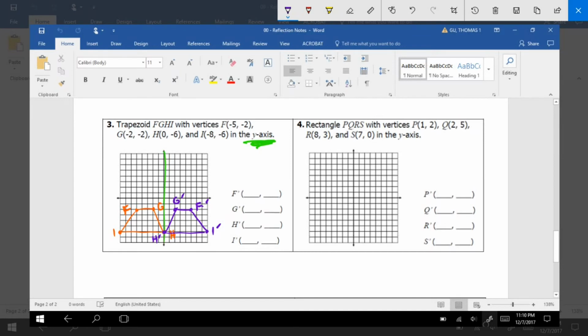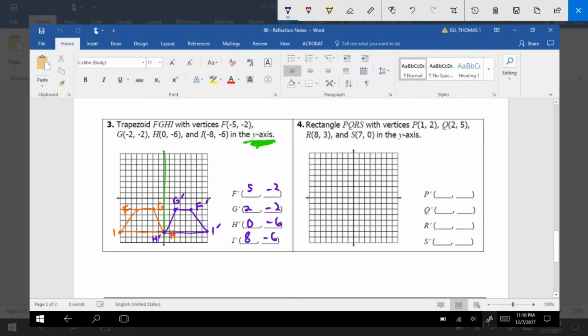So now let's write down our coordinates. What are the coordinates here? It looks like F prime would be 5 spaces to the right and down 2 spaces, so it's going to be (5, -2). G prime is 2 spaces to the right from the origin and 2 spaces down, so (2, -2). H is in this exact same spot, so still (0, -6). And I prime: we moved 8 spaces to the right, so that's (8, -6).